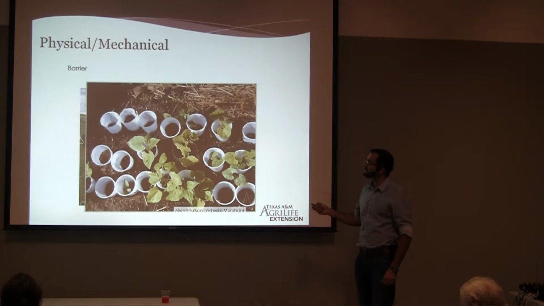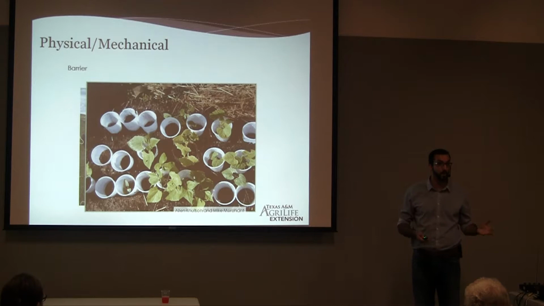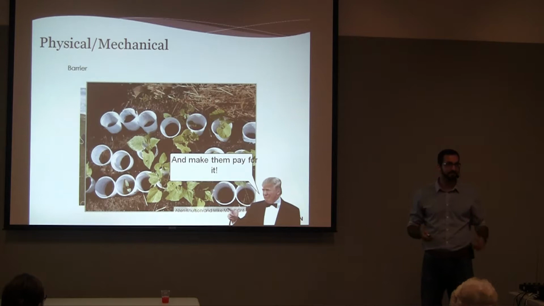But you can do that also with these cups. These are small plants, and you get leaf cutters, different types of caterpillars that can essentially girdle the bottom of those stems and cause that plant to easily topple over. By simply cutting the bottom off a cup and putting that over there, you've created a barrier, a wall, and you can keep those insects out.